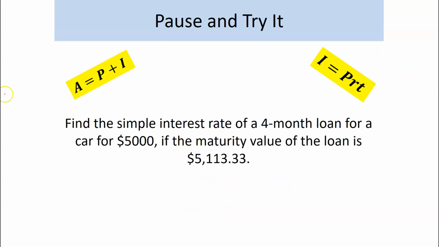I'd like you guys to try one on your own. So please pause this video and give this a try. See what you come up with. Find the simple interest rate of a 4-month loan for $5,000 car if the maturity value on the loan is this.